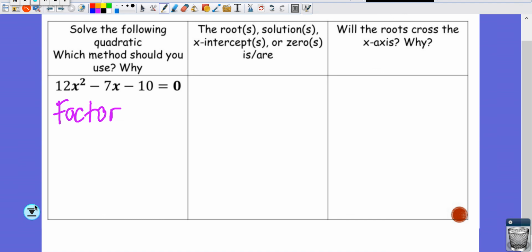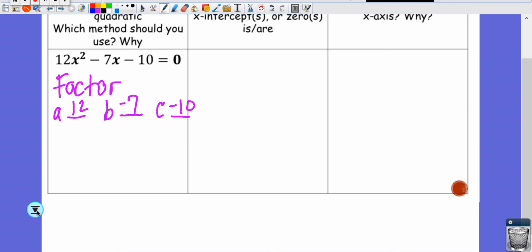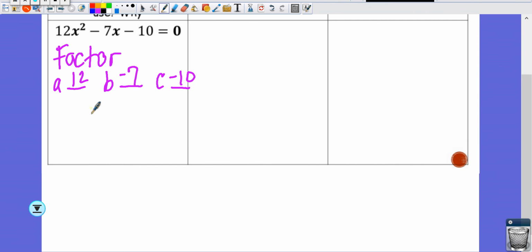Okay? And my factoring requires me to pick out A, which is 12, and it's always the number in front of x squared. B is negative 7, that's the number in front of x. And C is negative 10. So I have my A, my B, and my C. Okay, so I'm going to go to my X box. And if you remember from class, the X box says to put A times C in this box. So 12 times negative 10 in this box.